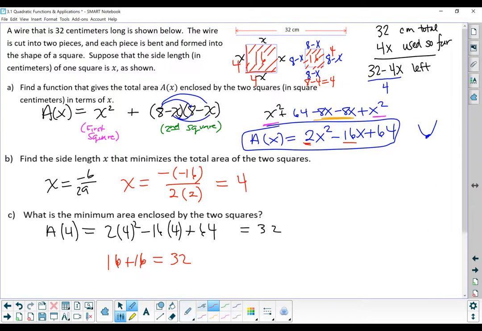So you can either go to the equation to get that final answer, or you can use the diagram to help you get your final answer. Okay, so 32 centimeters squared. So the minimum area enclosed happens when the two squares are exactly the same size, which means that you started out by cutting that wire right in half.